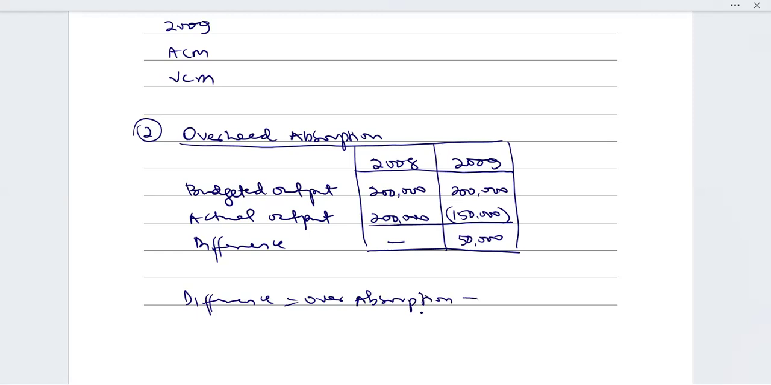Because the budgeted output is greater than actual output.